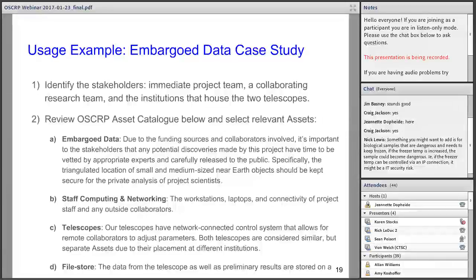That's important due to both the funding sources and the collaborators involved. And so it's important that we have some sort of mechanism both to keep that data safe from being altered as well as safe from being exposed for some period of time. It's important for them to understand where that embargoed data is and how it's collected. There are computing machines that are maintained by staff. There's networking equipment that facilitates that. There are laptops and workstations that connect to those systems. There are the telescopes themselves that actually collect the data that's stored on those computing systems. And of course, there's the file store that might contain preliminary results before they're pushed onto computers as well.